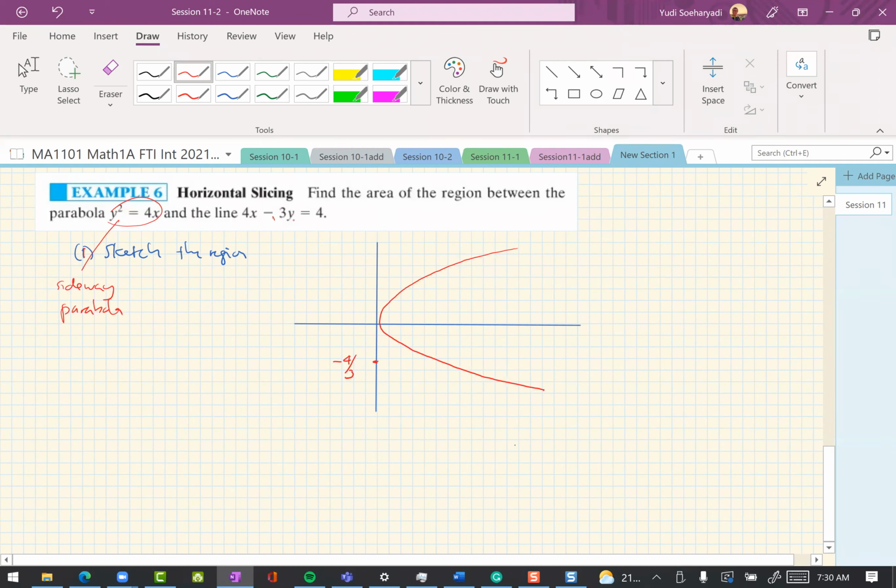And plug in y equals 0. When y equals 0, you get x equals 1. So 4/3, x equals 1. So we have something that looks like this one.